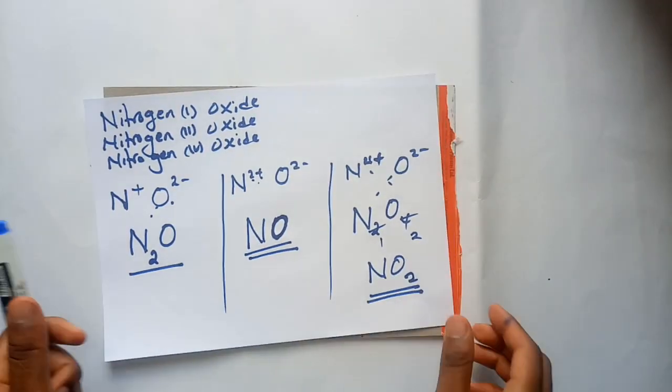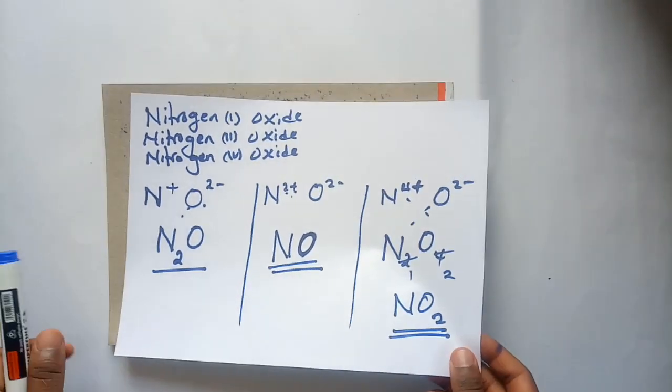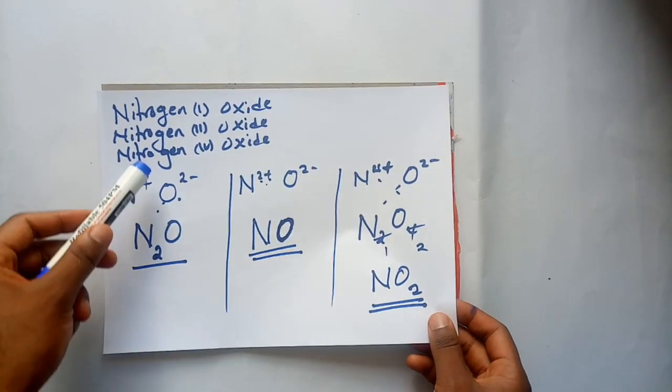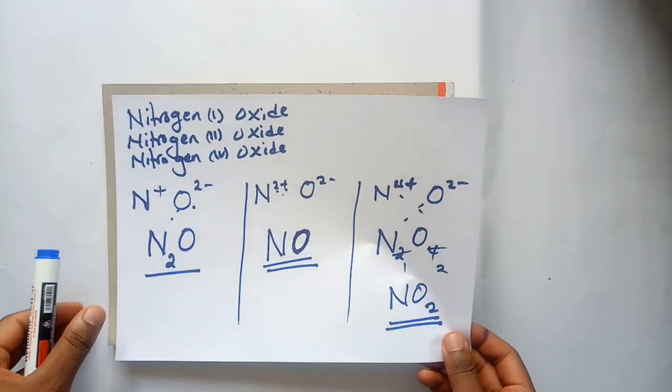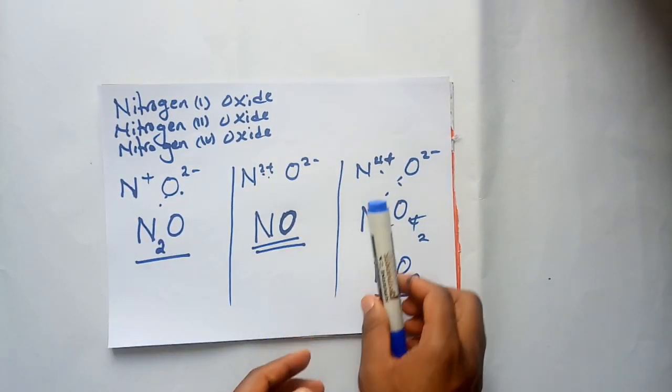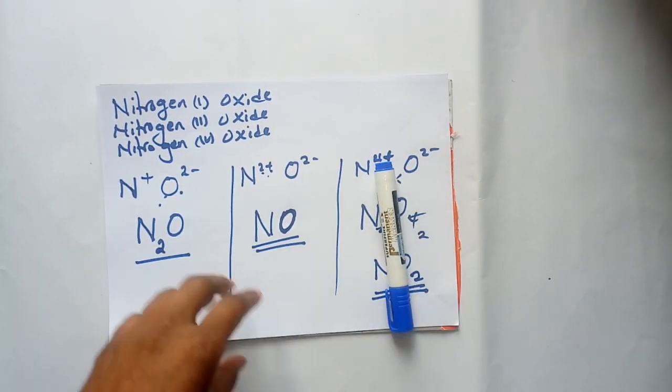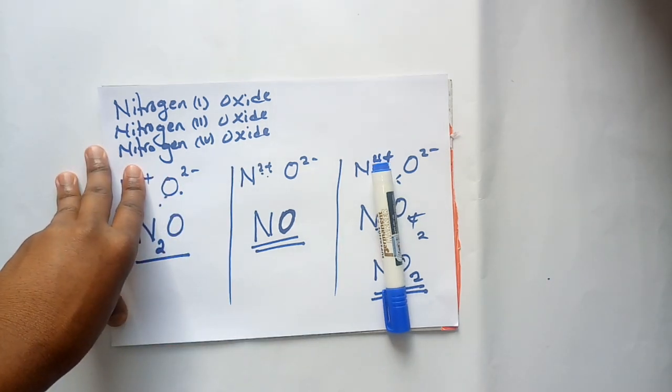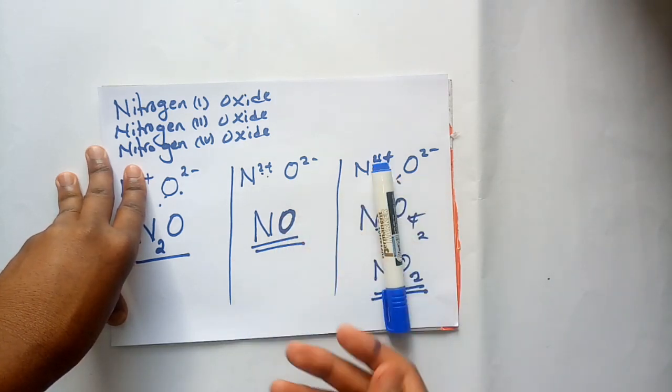So I hope now it is easier for you to name or to write the formulas of compounds with varied valences. I would like you to try others like copper 2 sulfate, iron 2 oxide, iron 3 oxide, and let me know whether you're able to do it.